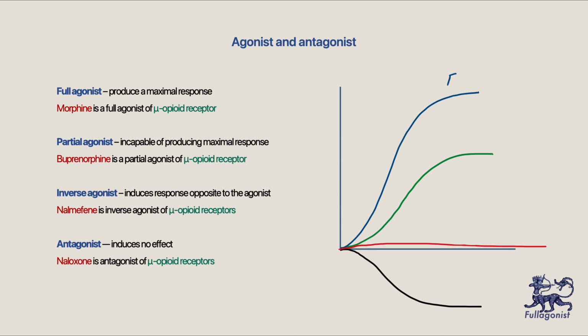To summarize, full agonist will give us full response. Partial agonist will give partial response. Antagonist has no response, and inverse agonist will give us the opposite response.